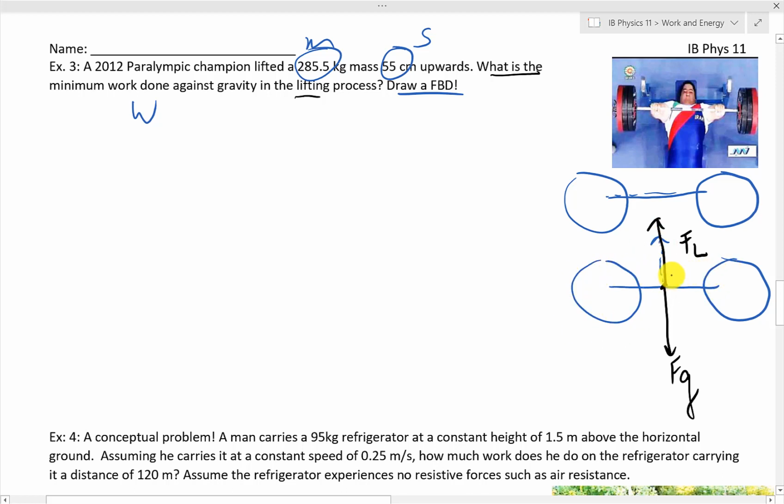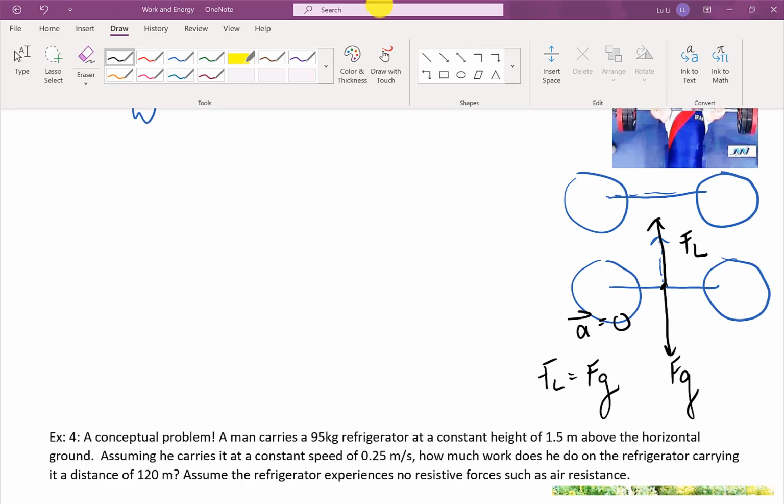You can accelerate it upwards, or you can lift it up at constant speed, assuming it is already moving. That you might have to assume. Which one is easier? Probably lifting at constant speed, which means the acceleration is 0. And if that's the case, the lifting force is going to be exactly equal to the force due to gravity.